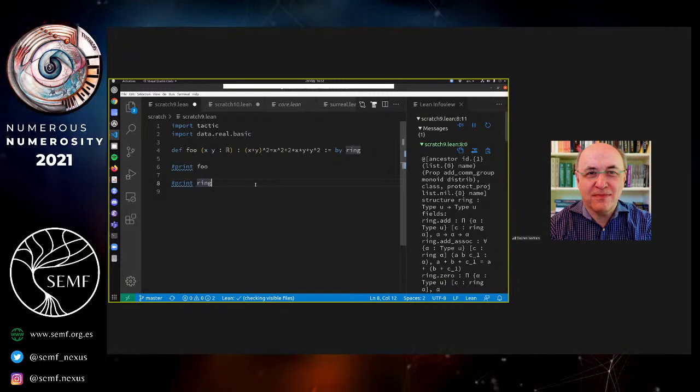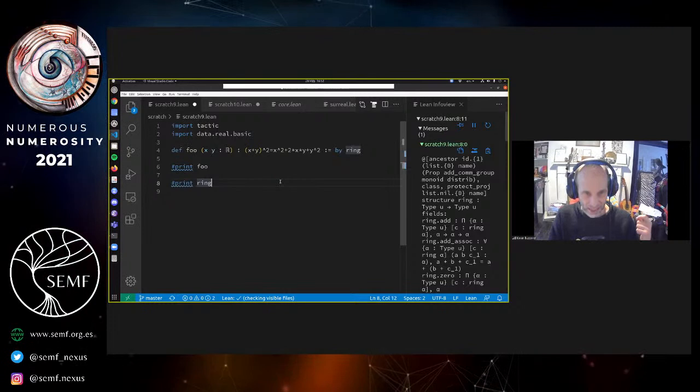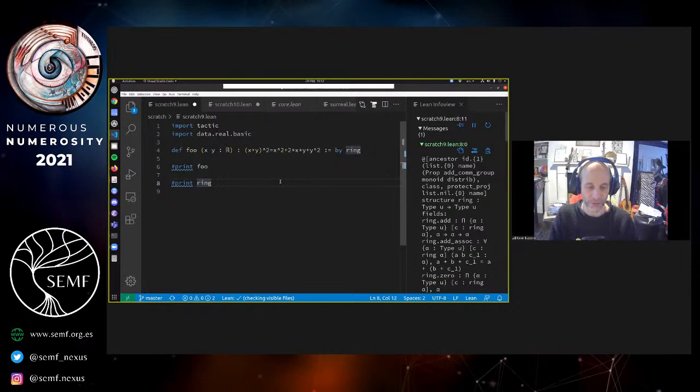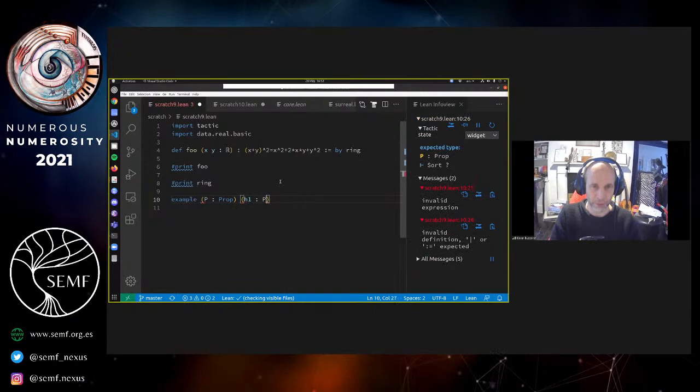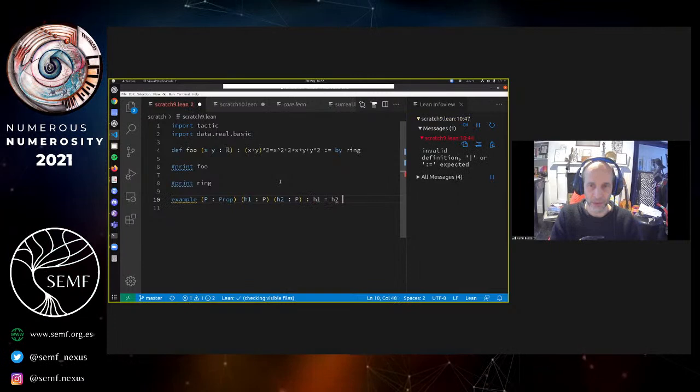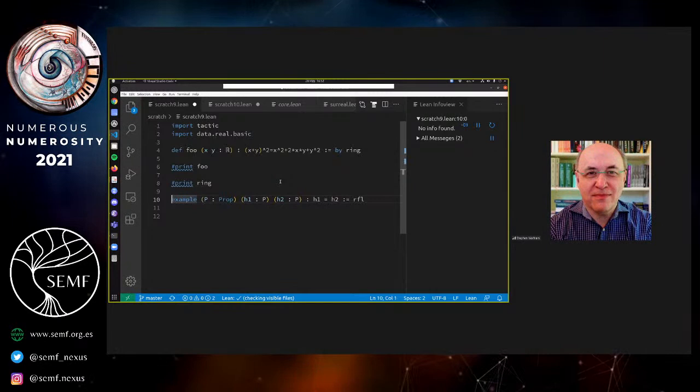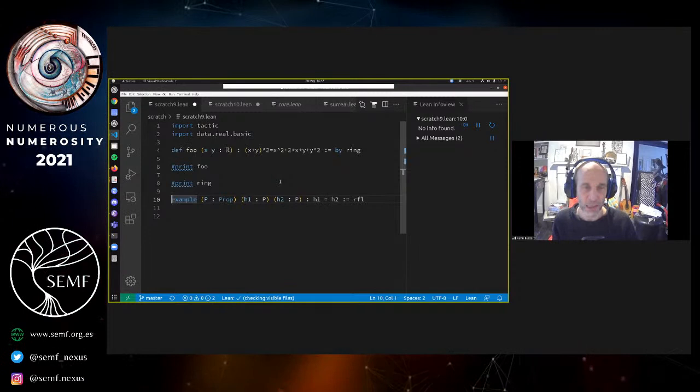So, well, Lean is not smart enough to even comprehend the difference between two proofs. So here's an example. Here's a proposition P, and H1 is a proof of P, and H2 is a proof of P, and I claim that H1 equals H2, and the proof is true by definition. So Lean has been specifically designed to not be able to even tell the difference between proofs.